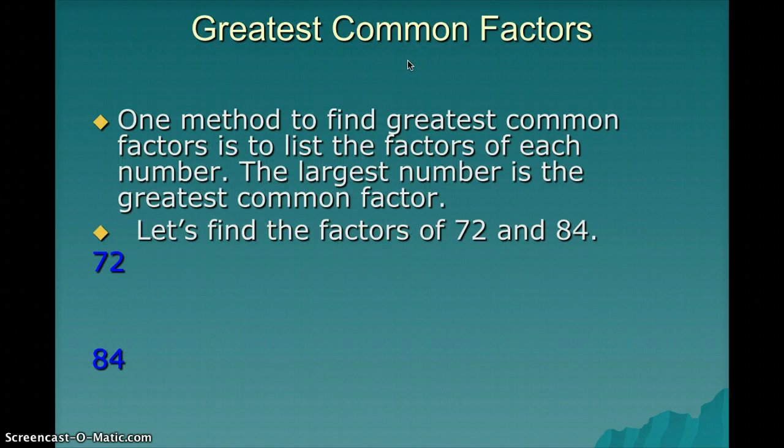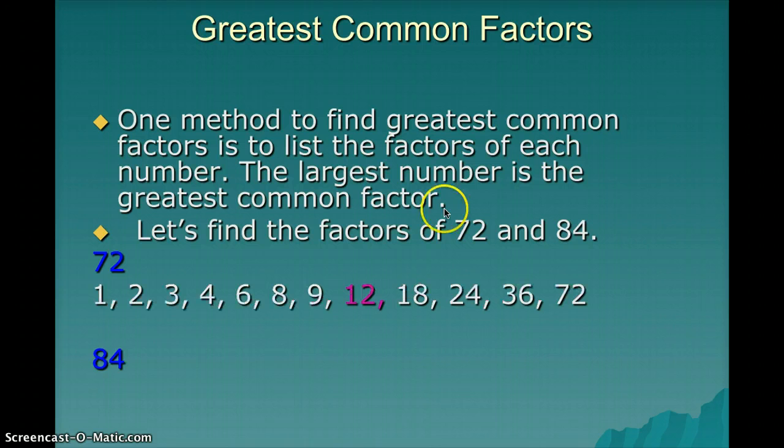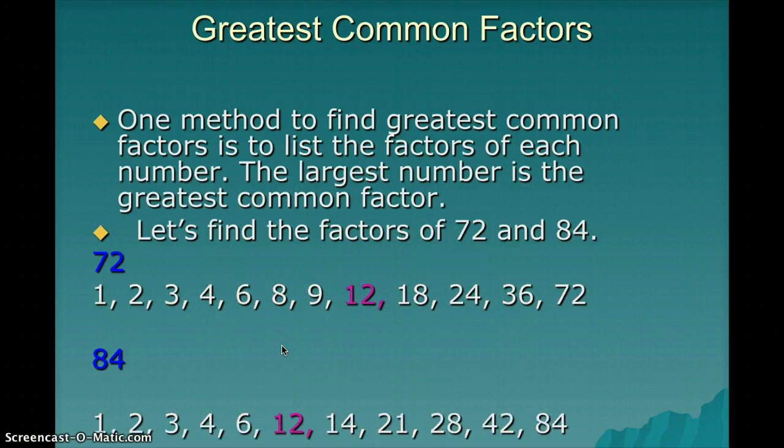So a method of finding the greatest common factor is to list the factors of each number, and the largest number is the greatest common factor. So here's all your factors of 72 and all your factors for 84. So you go through and find your common ones: 1, 2, 3, 4, 6, and 12. And then you find the one that's the largest, which would be 12.